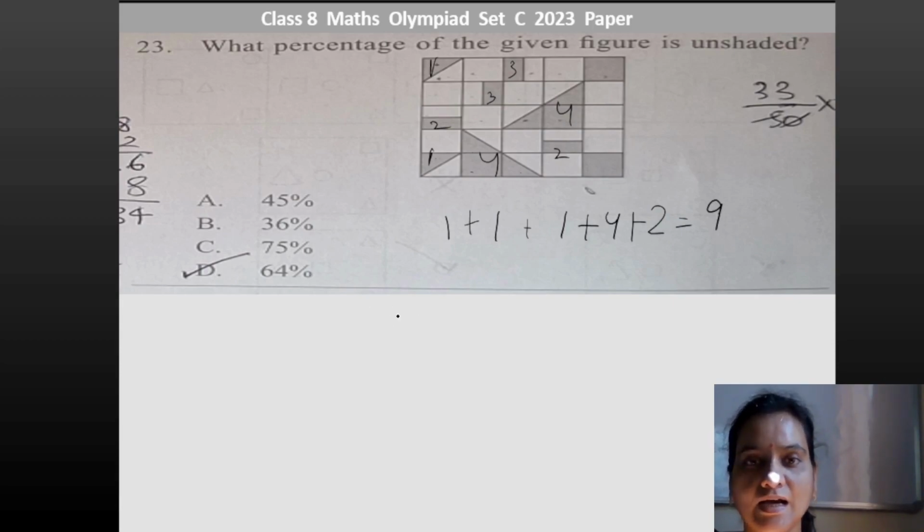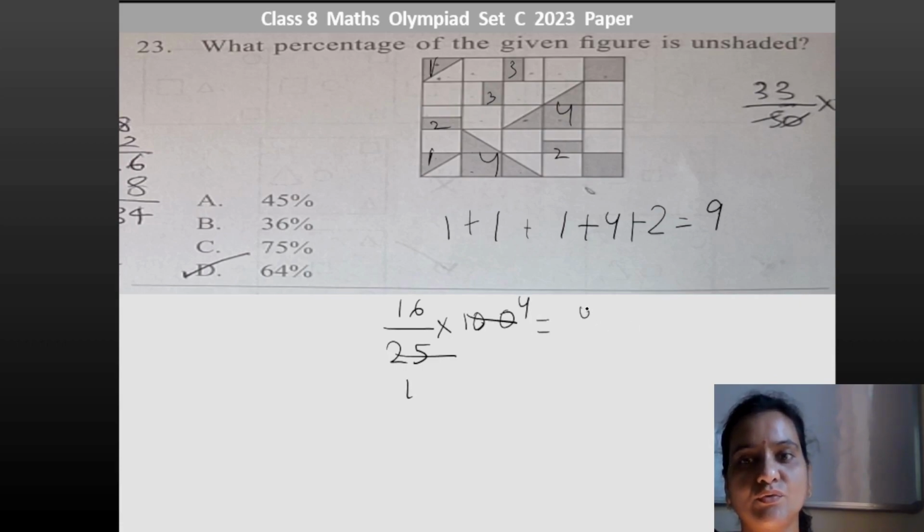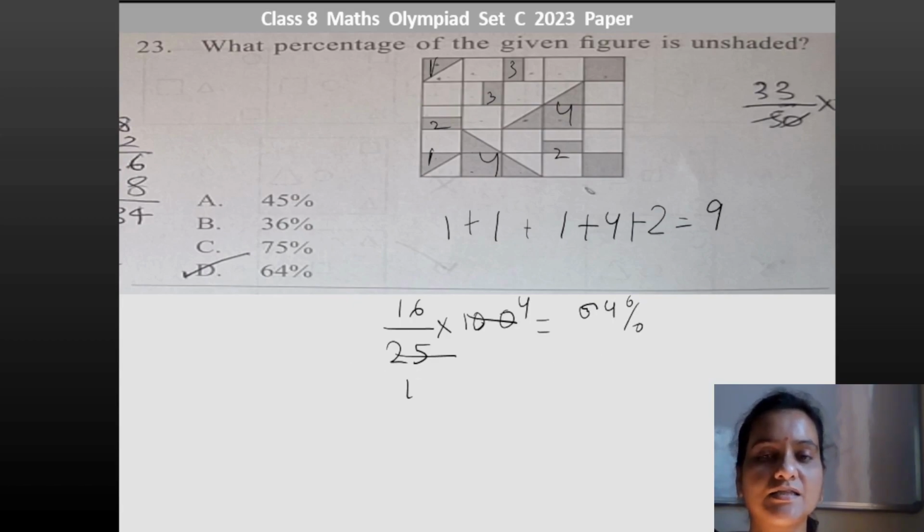Then how many are unshaded? Definitely 16 by 25. Percentage means I'll multiply by 100 to make it a percentage. 25 ones are 25, 25 fours are 100. 16 into 4 is 64%. So option D is the correct answer for question number 23.